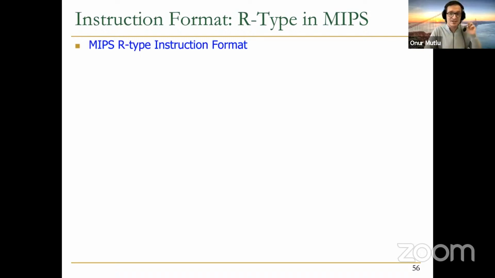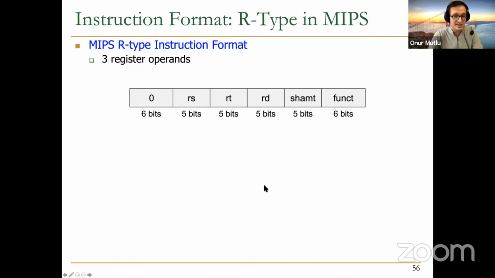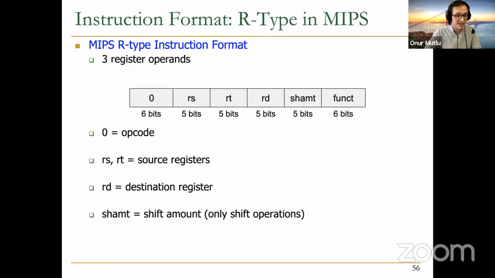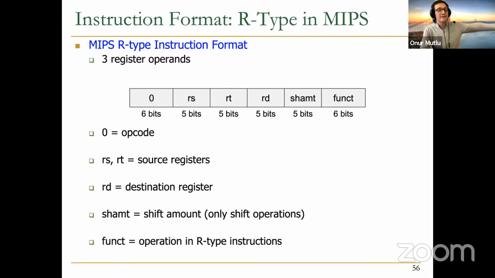Let's take a look at the R-type instruction format in MIPS. MIPS has different instruction formats, and R-type is one of them. R-type has 3 register operands, 2 source operands and 1 destination operand, as you can see. So RS and RT are source operands, RD is the destination operand, and 0 is always the opcode for R-type. RS and RT are the source registers, RD is the destination register. Shamt is a shift amount for only shift operations. Ignore that for now. And funct is the operation in R-type instructions.